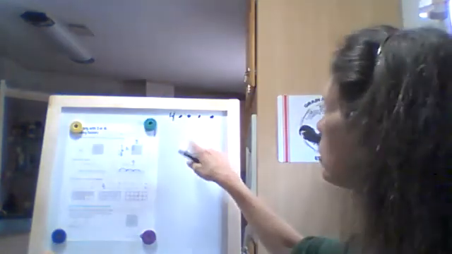4 looks like this. 1, 2, 3, 4. So my very first number is 4, 5, 6, 7, 8, 9, 10, 11, 12, 13, 14, 15, 16, 17, 18, 19, 20.